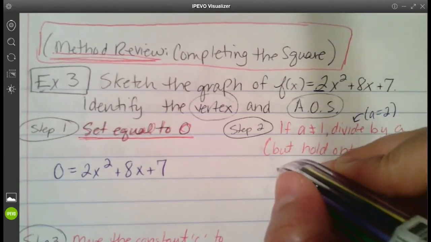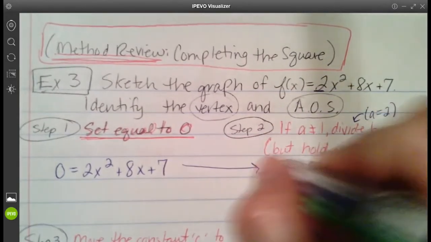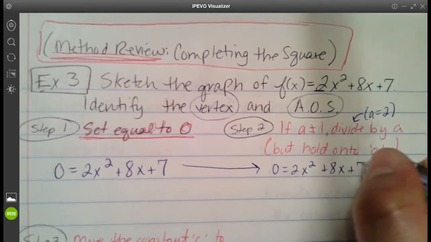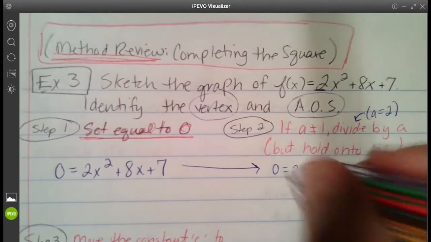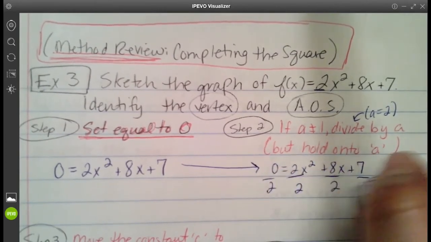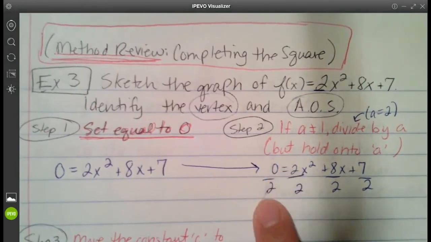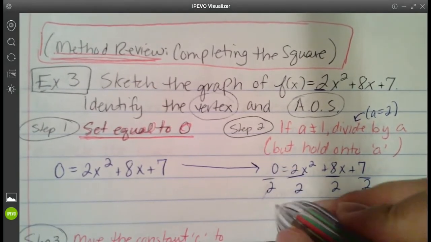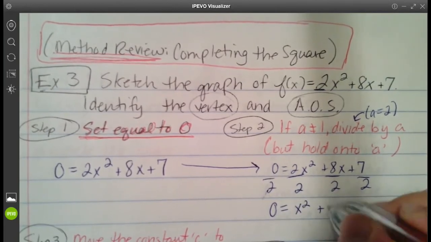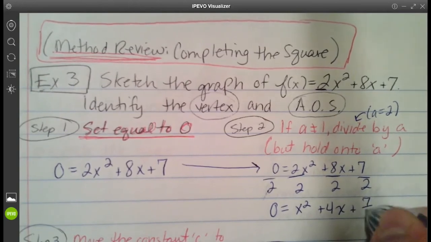So I have 0 equals 2x squared, I'm just going step by step here, plus 8x plus 7. And I'm going to go ahead and divide everything by 2, because remember, if you do something to one side, you have to do it to the other side also. The great thing about 0 is that 0 divided by 2 is still 0. So that's just a 0. We're left with x squared plus 4x plus 7 over 2.